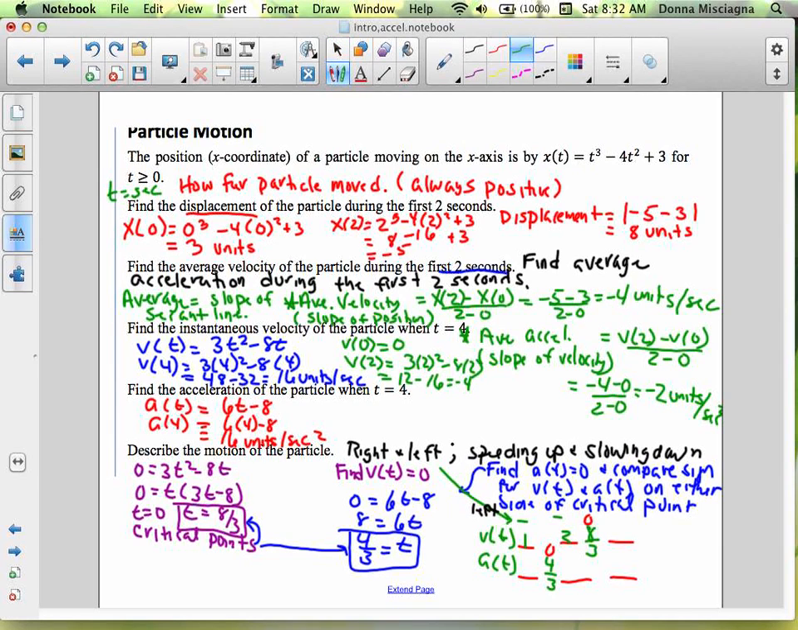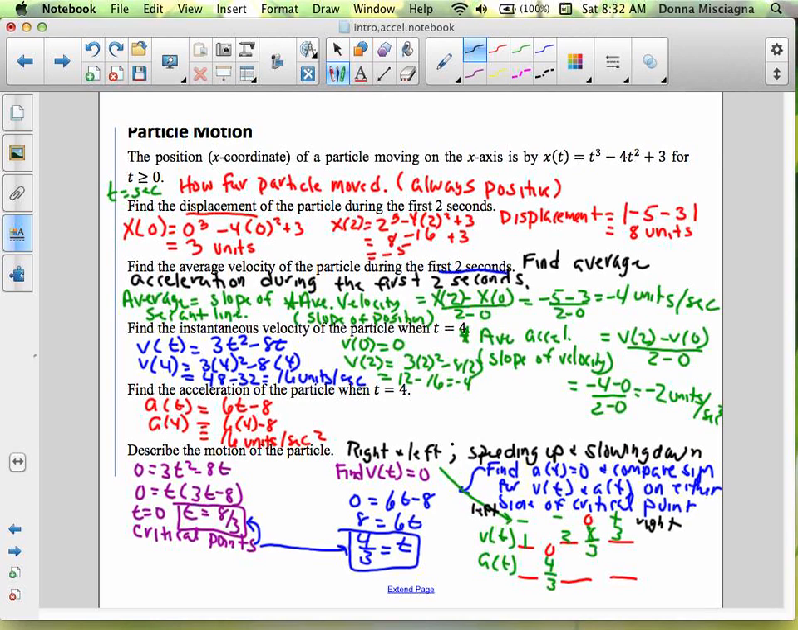Let's plug in a value on the other side, a value greater than 8/3. How about 3? 3 is greater than 8/3. So if we plug in 3, we would have 27 minus 24. That's positive. All right, so we see we're moving to the left before t is 8/3, and then we see we're moving to the right for t greater than 8/3. So we'll write that up. Let's find acceleration, and then we'll also have speeding up and slowing down.